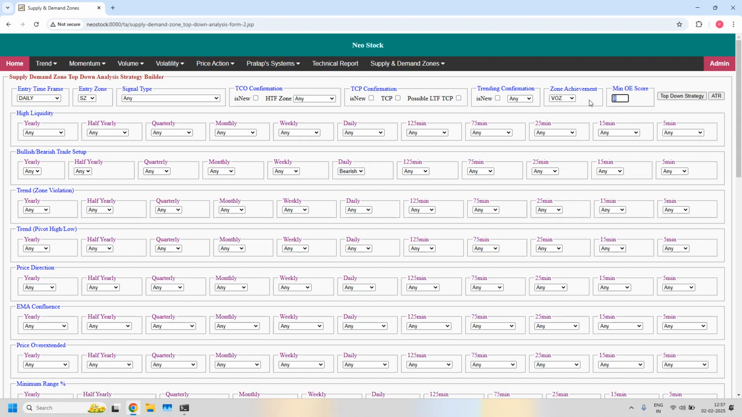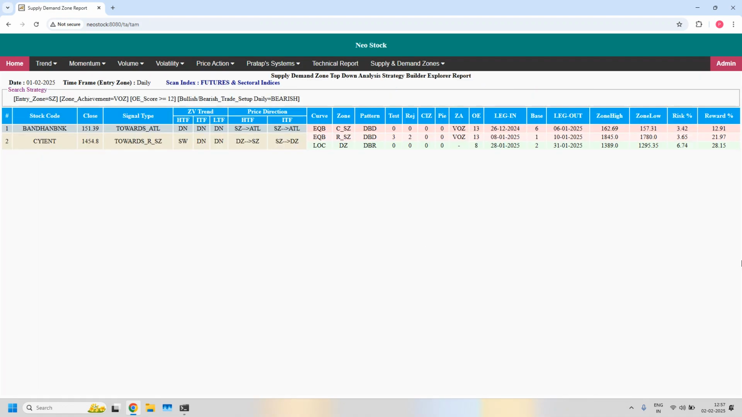Minimum order enhancer score 12. Both the filters are applied to daily supply zone. Let's filter the stocks. We got only 2 stocks. Currently, these 2 stocks are supporting bearish trade setup for daily income trade. And these entry time frame zones are daily supply zones.